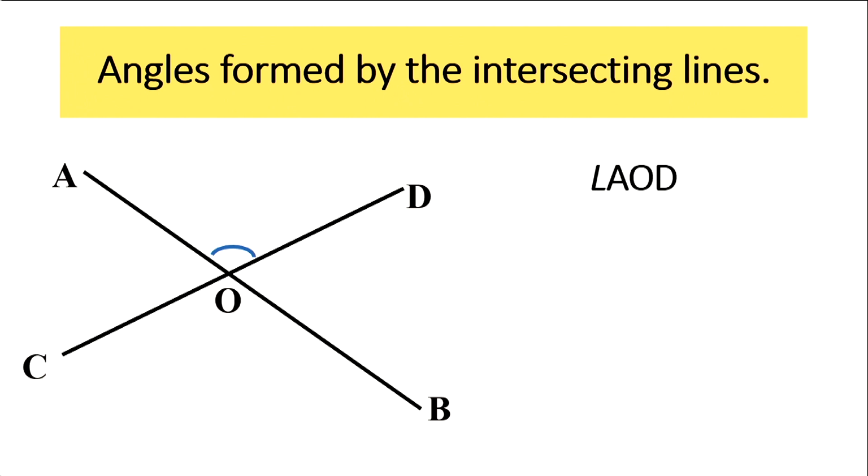Can you tell me the another angle? Yes, you are right. Angle DOB is one more angle, and also there is another angle, what we call angle BOC, which is the fourth angle. Yes, you are exactly correct. It is angle AOC. So, when two lines intersect each other, the four different angles are formed like this, and this is the method of naming the angle formed by the two intersecting lines.